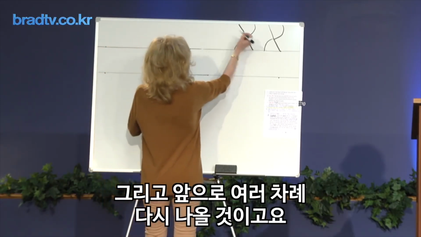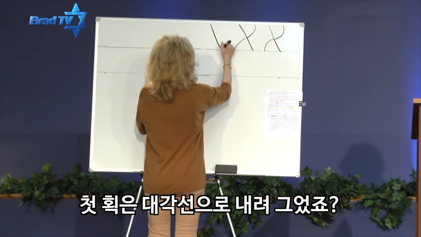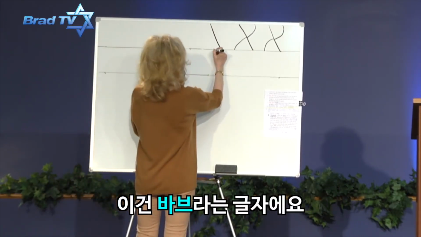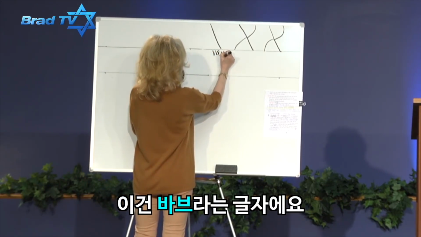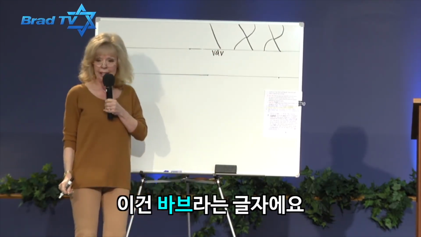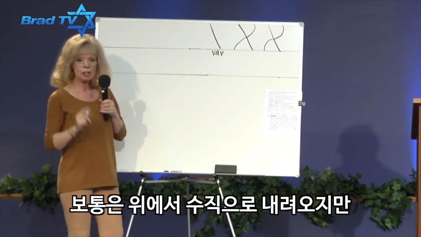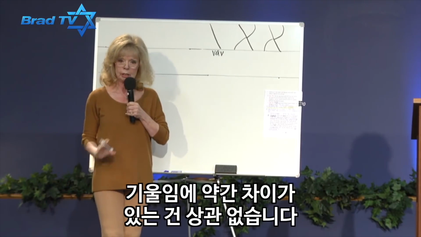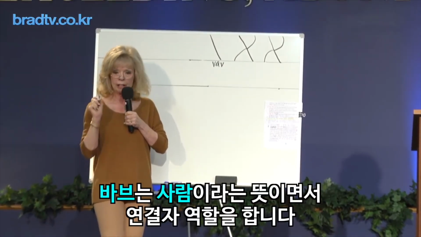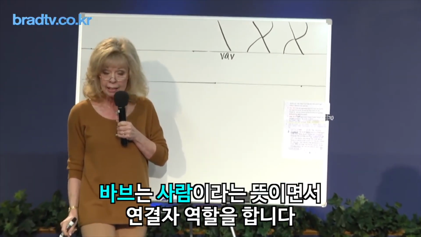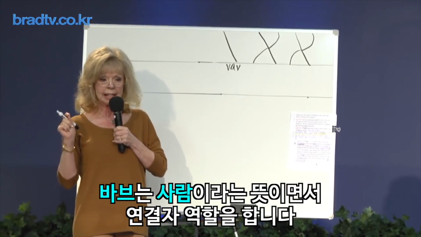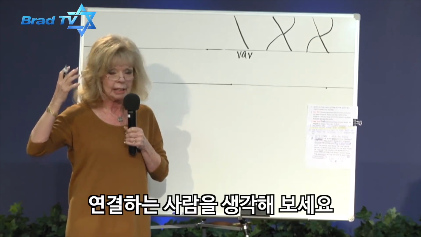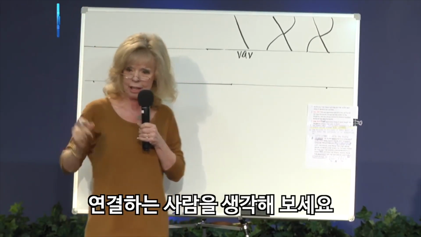Okay, so the first letter was the straight slanted letter. And in this case, this is the Vav. Which is normally straight down. It's usually up and down, but they change positions, and sometimes they curve a little, but that's okay. It's a Vav, and a Vav means man, and a Vav is a connector. So get in your minds the idea of a connecting man, okay?